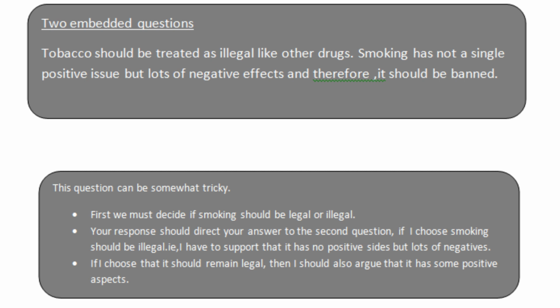If I choose that smoking should be illegal, I have to support that it has no positive sides but lots of negatives. Okay, are you getting it? If I choose that it should be legal, then I should also argue that it has some positive aspects. So depending on your stance, whether it is legal or illegal, the second point comes: whether it has so many positives or negatives. All right, this question is trying to trick you, so you should be really careful about that.